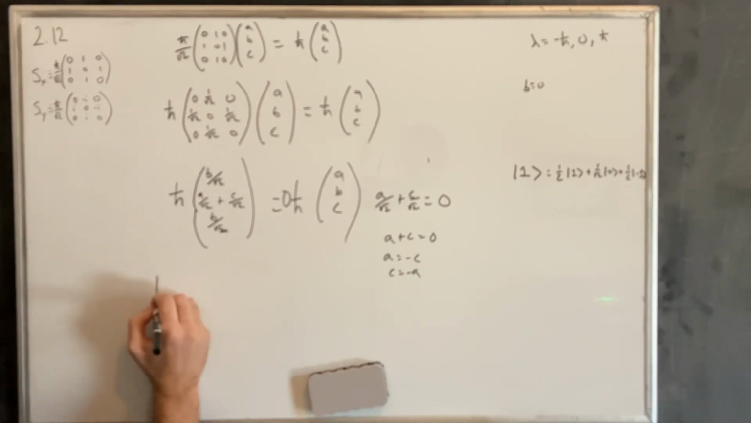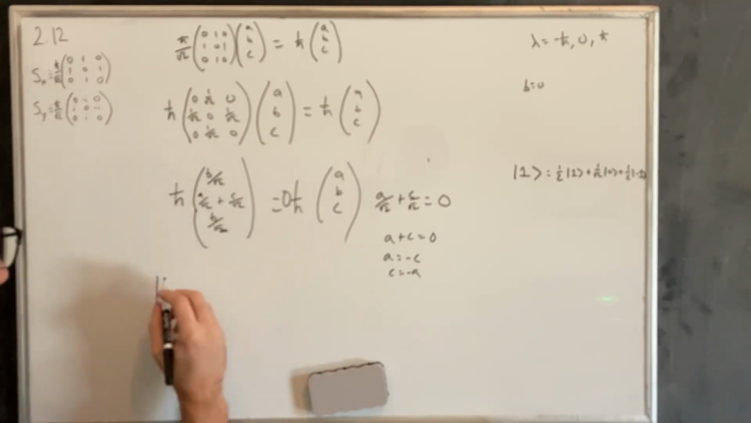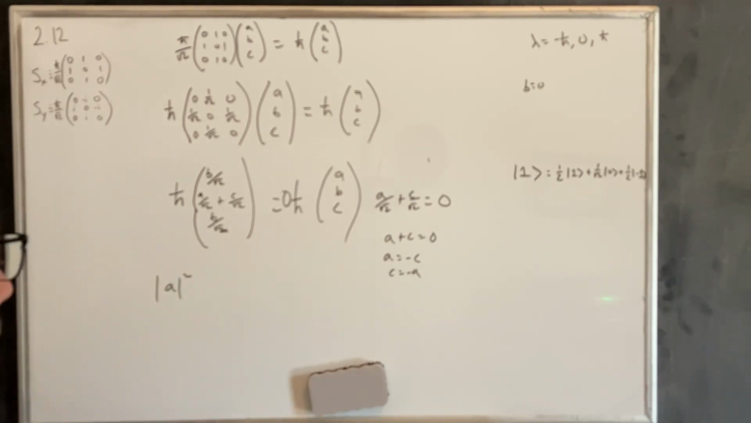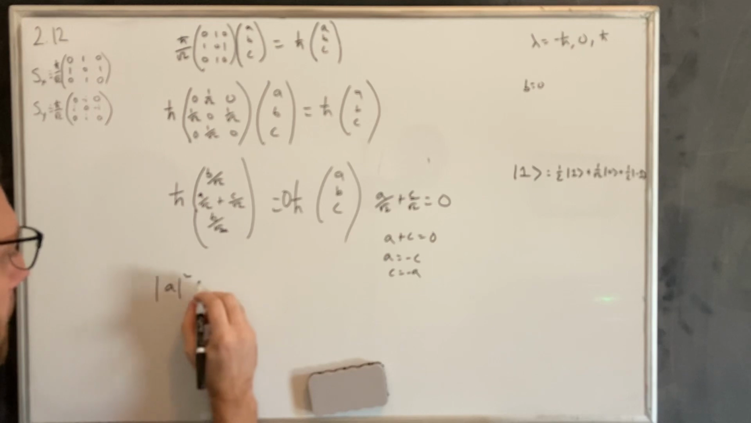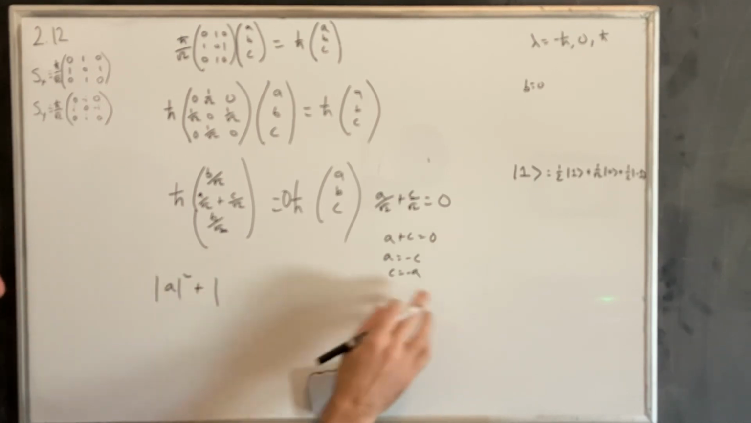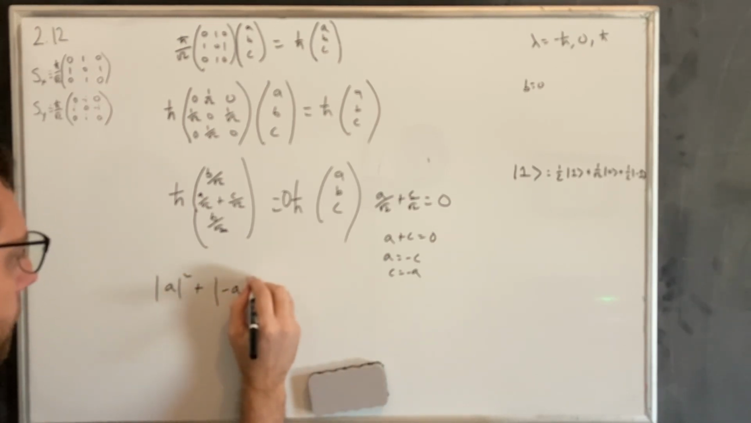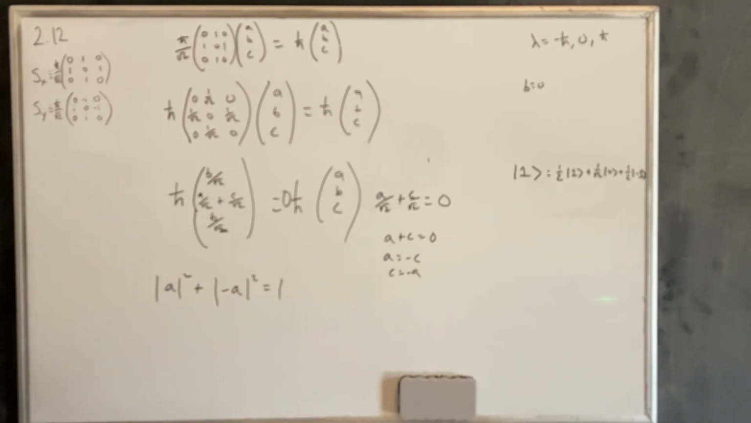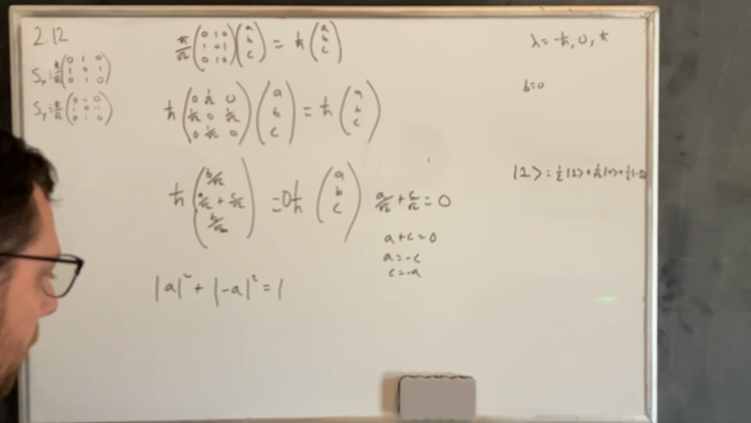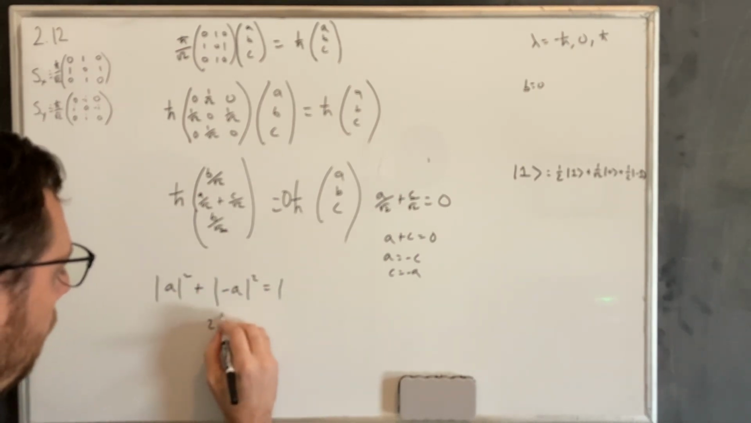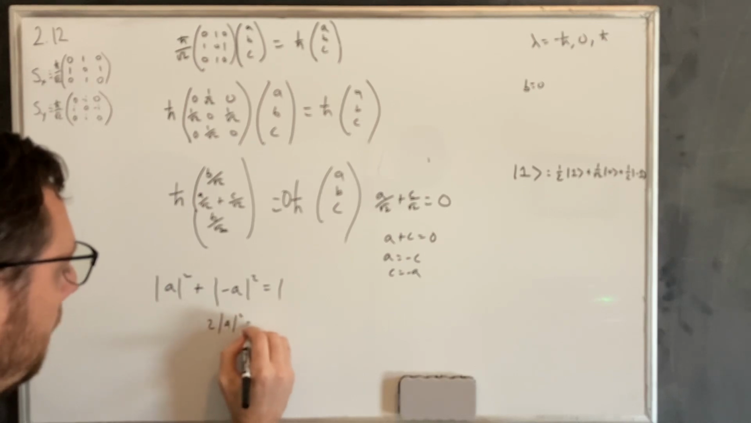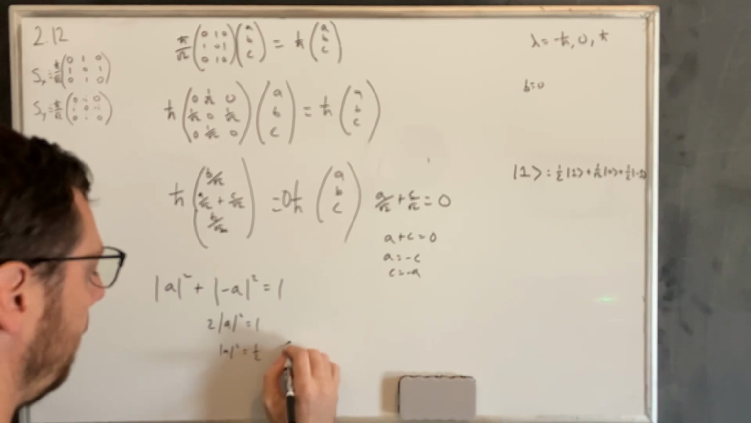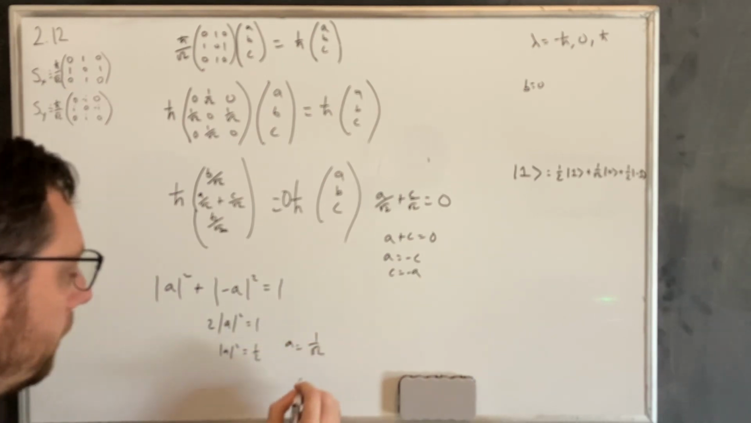All right, so we'll take a as the variable we're going to keep. B we know is 0, so we can leave that off. Plus c, and we know c is going to be negative a. And that's going to equal 1 if it's normalized. The negative sign doesn't matter because it's the absolute value. So that's going to end up being 2a squared equals 1, which means a squared equals 1/2, and a is equal to 1 over root 2.